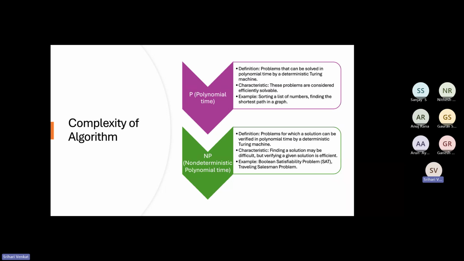And then based on the running time, the complexity of the algorithm, we can divide the algorithms into two types: the polynomial time algorithms and the non-deterministic polynomial time algorithms. In a polynomial time algorithm, the problem can be solved in polynomial time by a deterministic Turing machine, meaning that the running time of the algorithm can always be upper bounded by a polynomial expression. Examples include sorting a list of numbers and finding the shortest path in a graph. Here, it's only the shortest path between any two nodes in a graph.